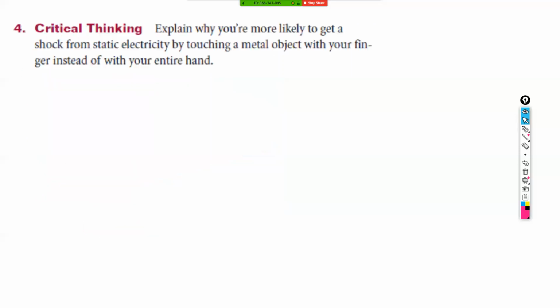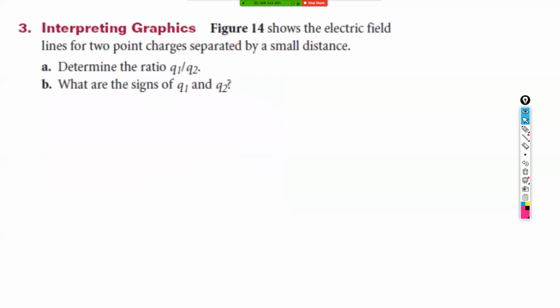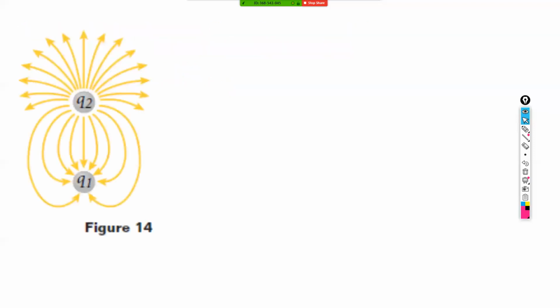So let's look here. We're going to use that diagram that I flashed. The electric field lines for 2-point charges separated by a small distance. Determine the ratio of Q1 to Q2. Well, Q1 to Q2. So if I count up here Q1, okay, 1, 2, 3, 4, 5, 6, 7, 8, 9.